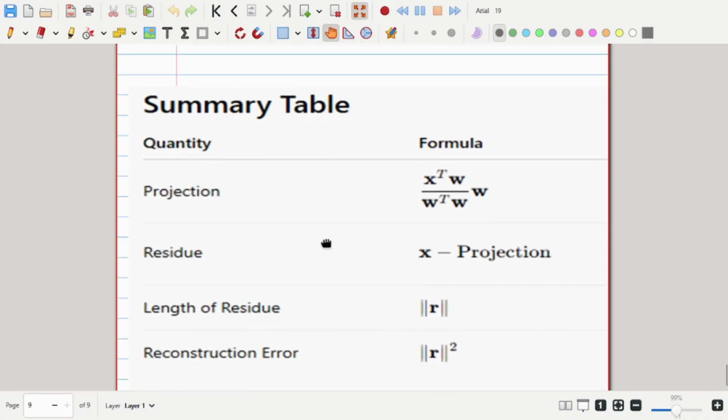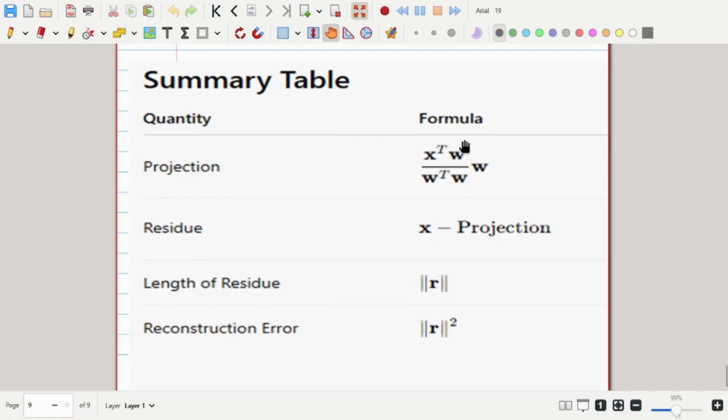Let us summarize it. Projection formula is x transpose W divided by W transpose W, whole multiplied by W. Residue means x minus projection. x means original vector. So residue means original vector minus projection vector. Length of the residue means norm of vector R, and reconstruction error means norm of vector R square.